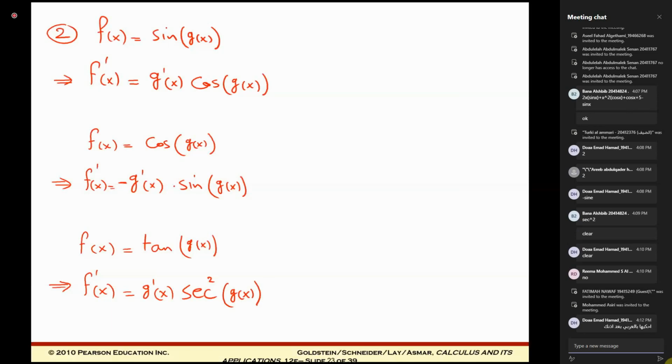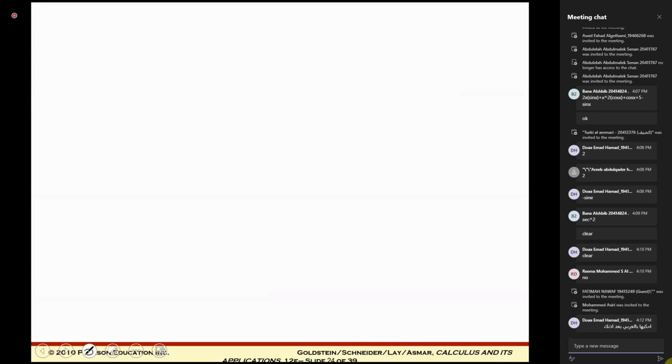Some examples for these new laws. Example: find the f prime of the function f if we have f of x equals sine of x square plus radical cosine e to the x.